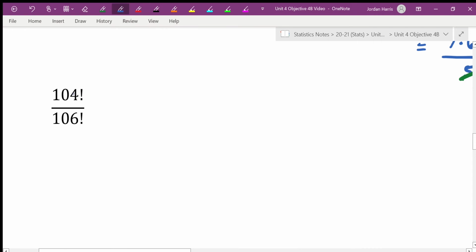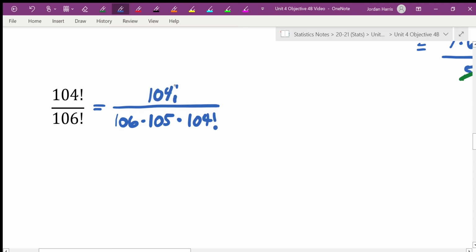So I'm not going to write out the 104 factorial, that's the smaller one. I'm going to write out the bottom part here, 106 factorial. So 106 times 105 until I get to 104. And then I just write factorial. Because I know from this point on, they will match. So I end up with those two simplifying. Please remember, you always have at least a 1 left, right? 104 divided by 104 is 1. So it's 1 over 106 times 105, which is 11,130.